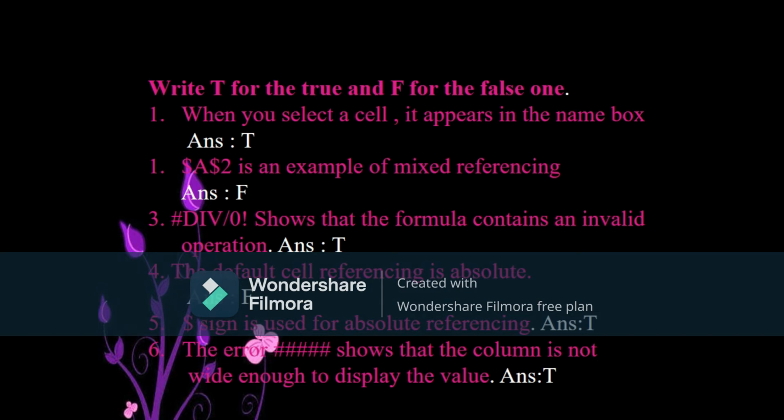When you select your cell, it appears in the name box. That's true. The dollar symbol we use in absolute referencing, not mixed referencing, so that's wrong. Then #DIV/0! indicates an invalid operation in the cell, so that's true. Default cell referencing is absolute, that's wrong, so that answer is false. The dollar sign we use in absolute referencing only, that's true.